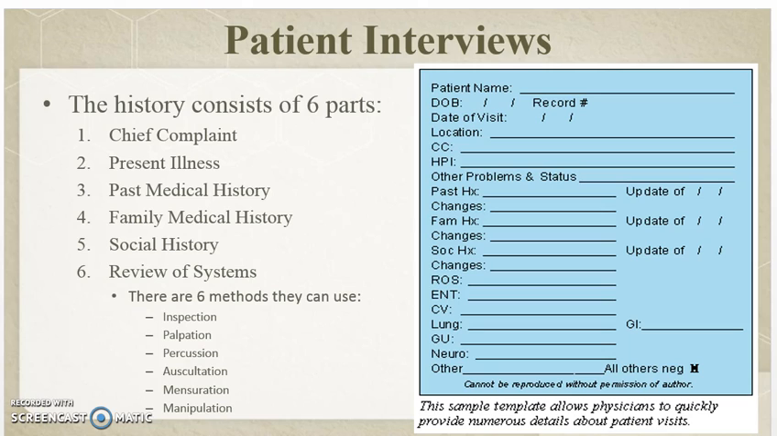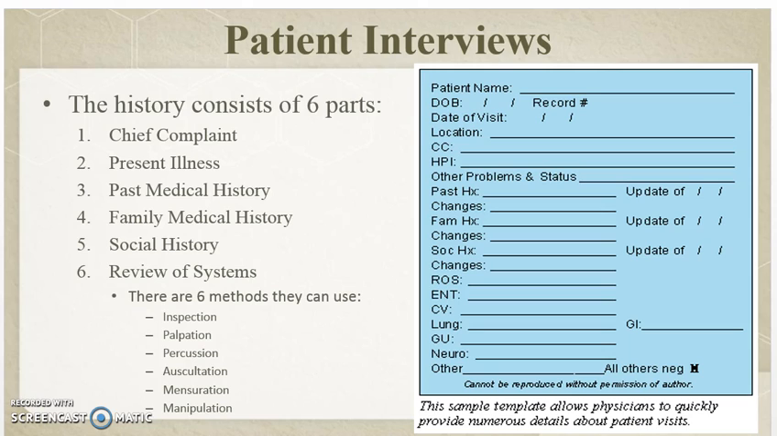The present illness contains details and descriptions of the symptoms that the patient is experiencing, such as the onset, the duration, and the intensity of each symptom. The past medical history includes all diseases and medical problems the patient has experienced in the past. Family medical history is a record of health problems of the patient's blood relations, such as mothers, fathers, brothers, sisters, grandparents, aunts, and uncles, all related by birth or blood.